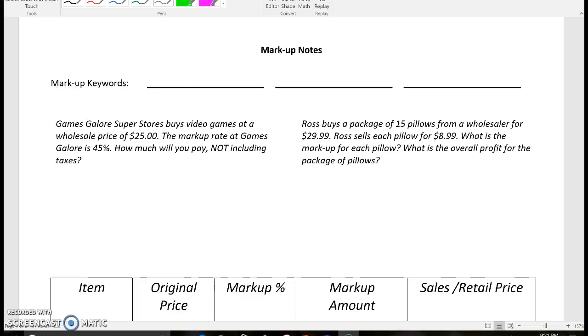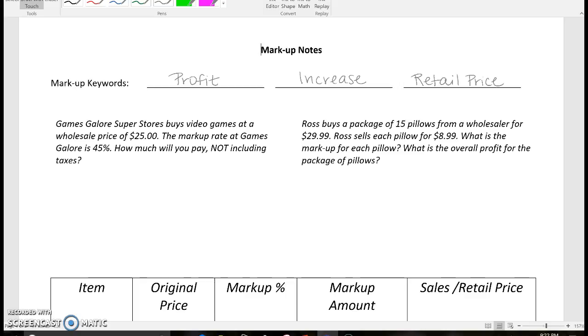So first thing we're going to do is talk about a few markup keywords. Our first keyword for markup is profit. The second is increase. That's similar to increase and decrease, percent of change. So same type of problems. And then retail price. Retail price is how much you sell an item for. And then wholesale price is how much a store purchases the item for. All right, so let's go ahead and dig in with our example problems.